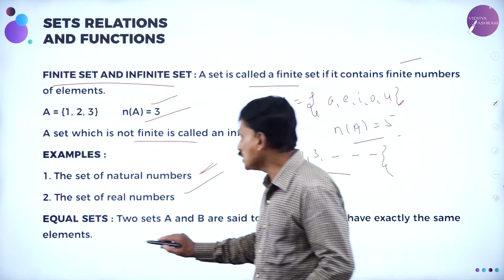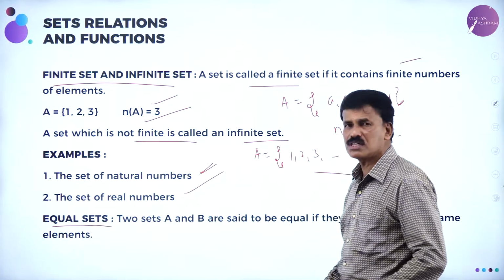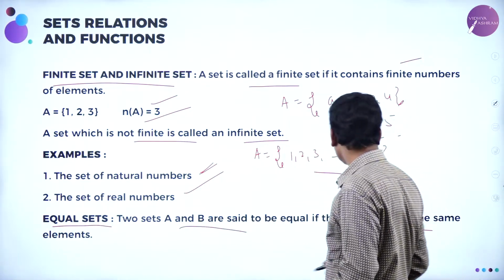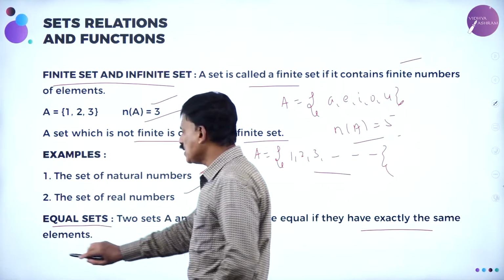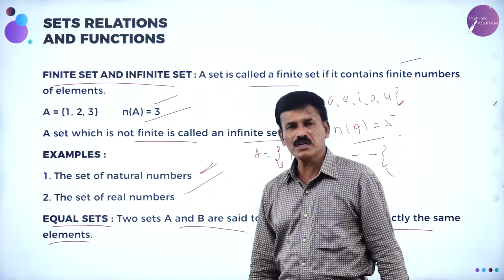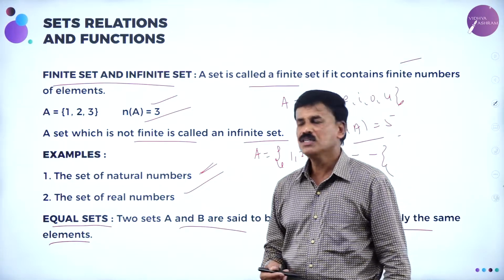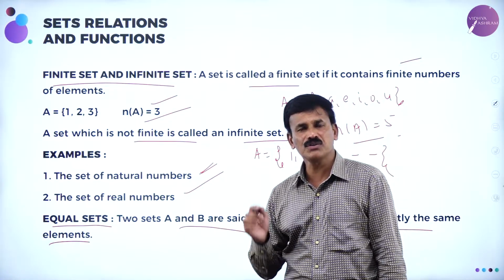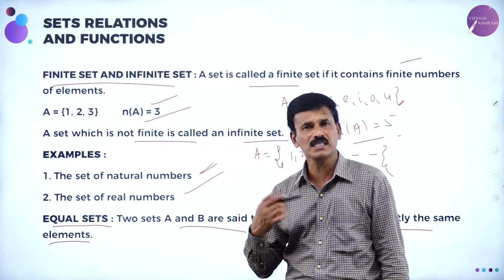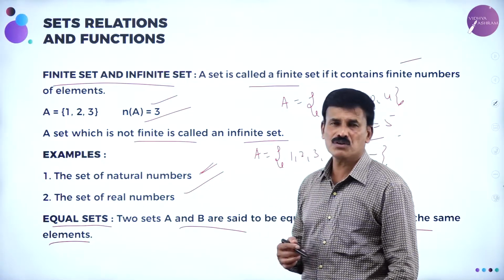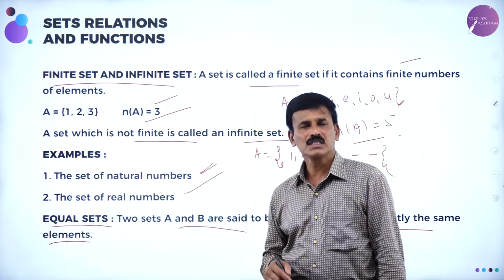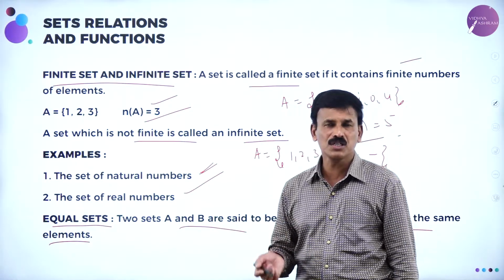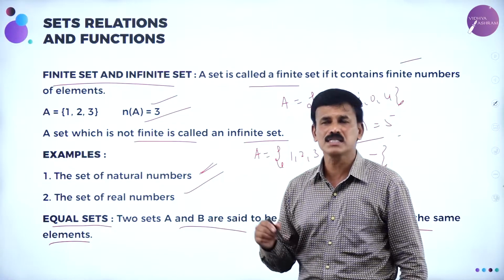Now, let us come to equal sets. When do you say two sets are equal? Two sets A and B are said to be equal if and only if they have exactly the same elements. If the number of elements and the elements are the same, then the two sets are said to be equal. n(A) is equal to n(B). The number of elements in the set is called the cardinality.